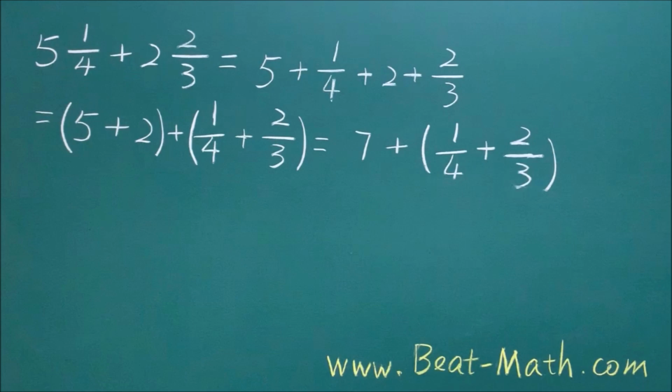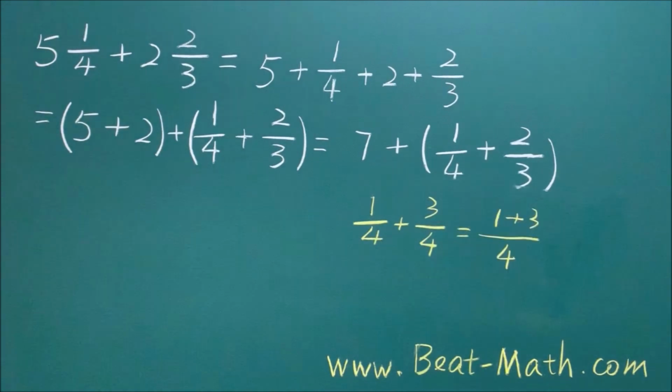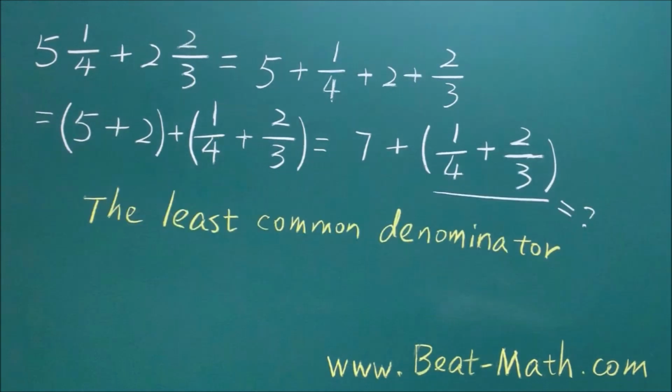You see, these two fractions do not have the same denominator. That's the bottom number. If it was 1/4 plus 3/4, we can just add the two numerators, that is the top numbers, together. Because they have the same denominator, that is the bottom number. We need to convert 1/4 and 2/3 to have the same denominator. This process is called finding the least common denominator.